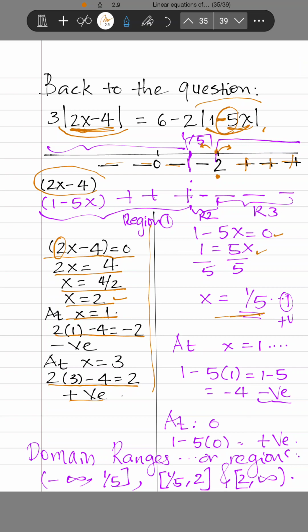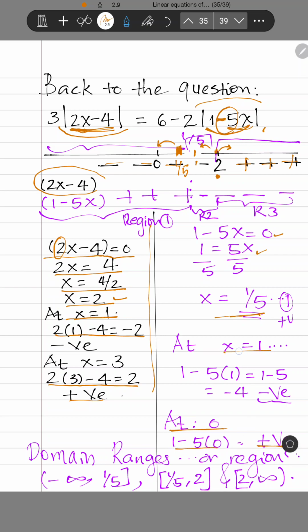Let's look at 1/5 on the number line. 1/5 is just between 0 and 2, we can say. We can also say between 0 and 1, but let's take this one to be 1/5 at this point. Once we have 1/5, what we have on the left of 1/5 is 0. That's this one here. What we will have on the right of 1/5 is 1, somewhere here. When we take 0 in the expression, 1 minus 5x is just positive 1.